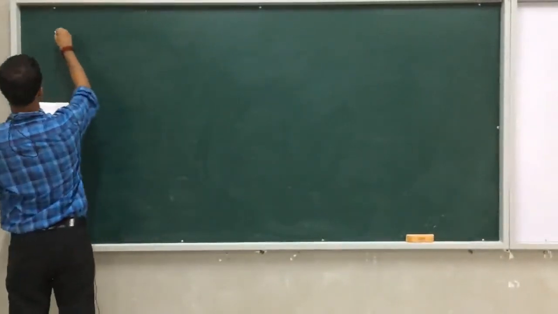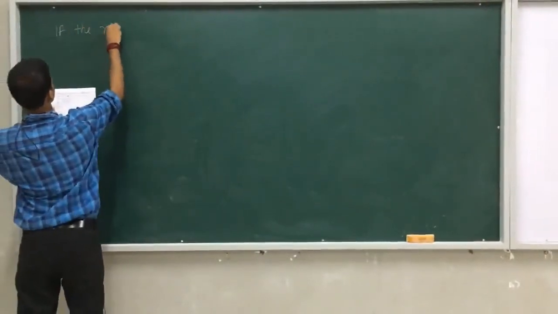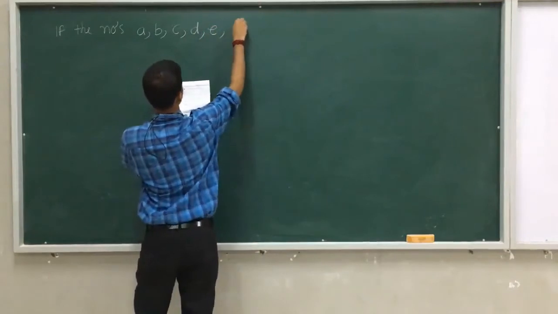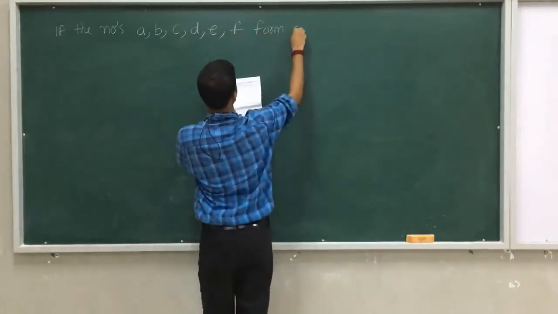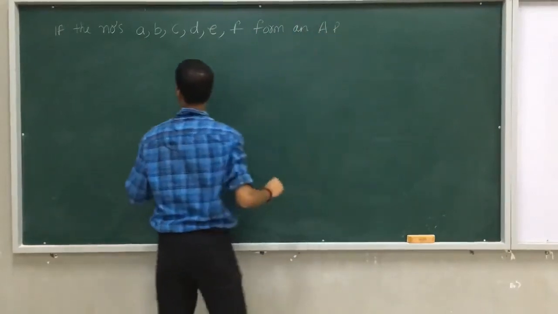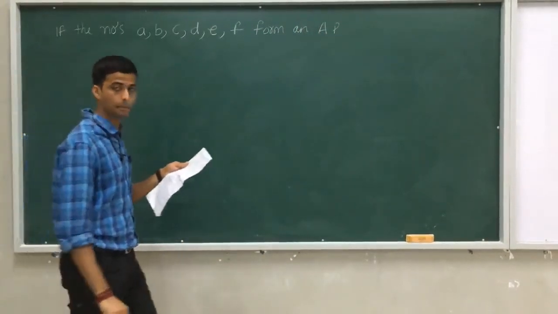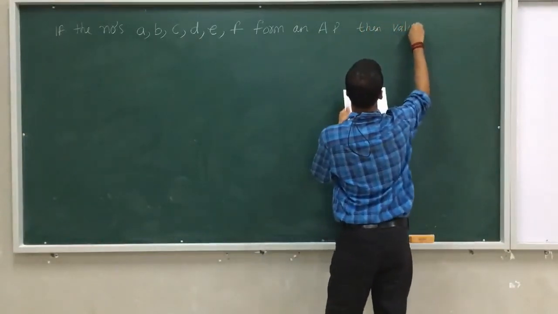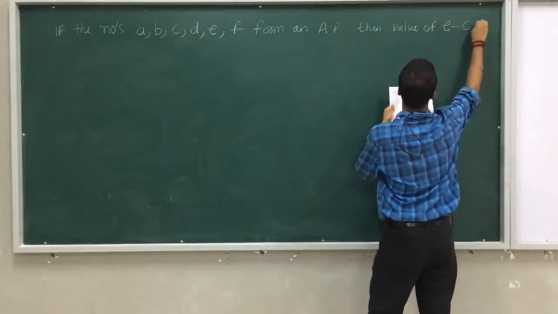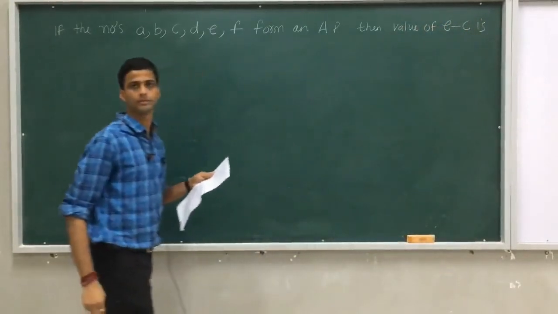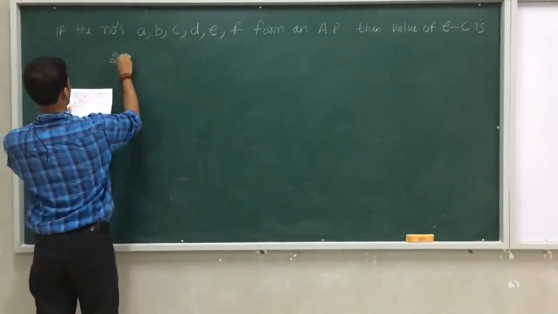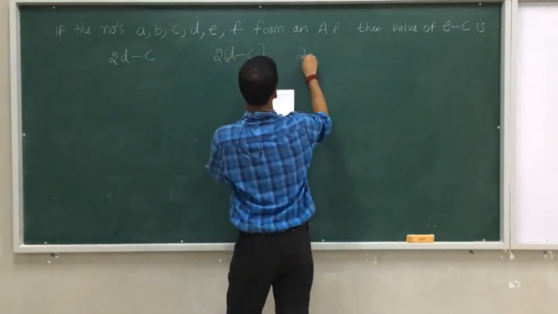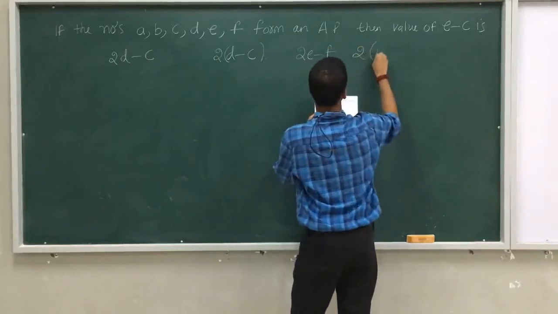Now they have told, if the numbers A, B, C, D, E, F form an AP, then the value of E minus C is, which is the value of E minus C? They have given options: 2D minus C, 2 times of D minus C, 2E minus F, 2 times of F minus C.